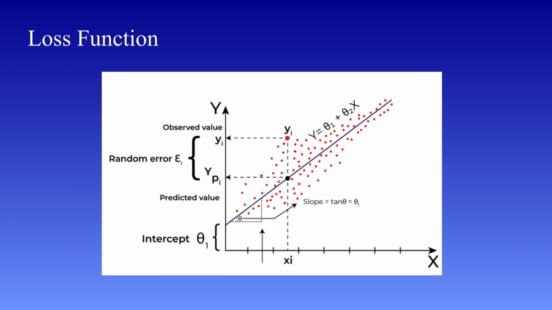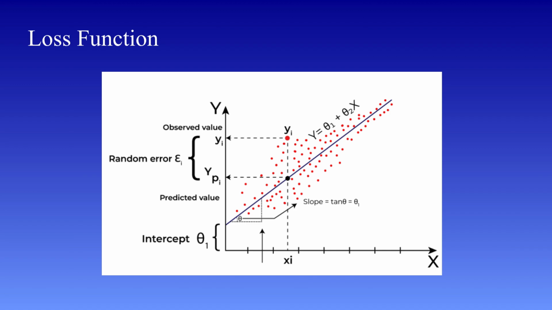Now, focus on any one data point. You will notice two values. The actual value, which is the red dot. The predicted value, which lies on the regression line. The vertical distance between these two is called the error or residual, often denoted as epsilon. This error represents how far off our prediction is from the actual value. Now, if we look at all the data points, each one has its own error. Some points are above the line, some are below, meaning some errors are positive and some are negative.